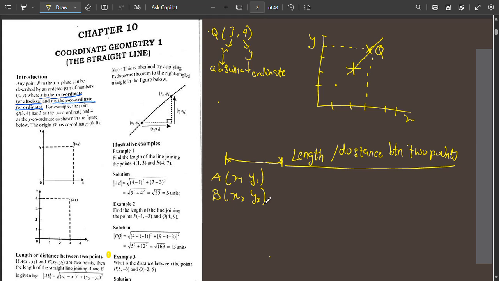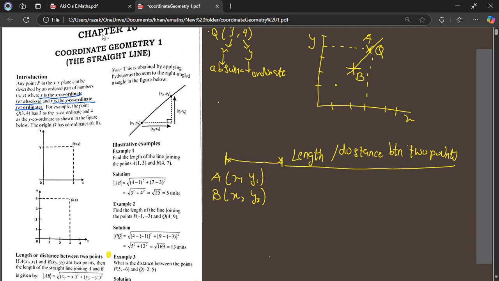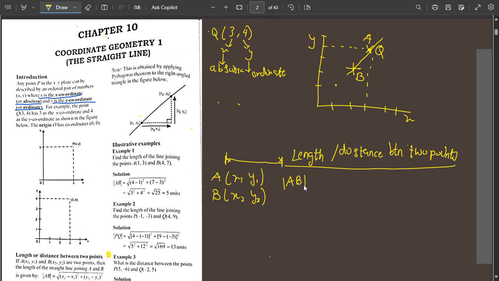If you want the distance, let's say this is A and this is B. How do we calculate the distance between these 2 points? If A has these coordinates and B has these coordinates, then the formula for finding AB, the magnitude of AB, is represented as AB put in bars, or absolute bars.